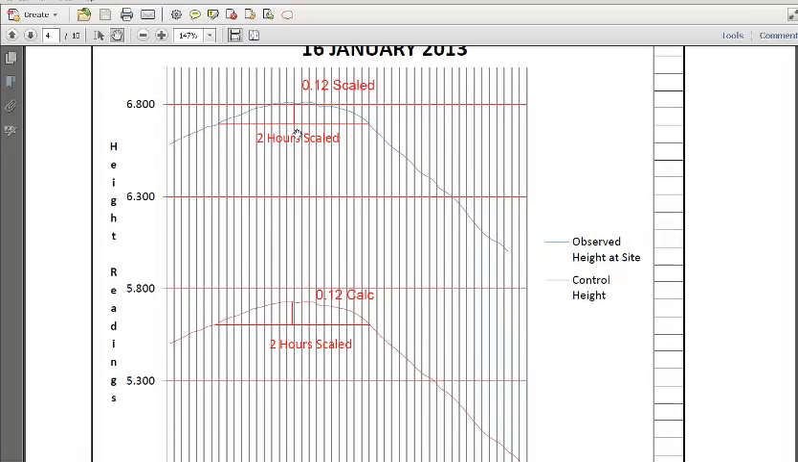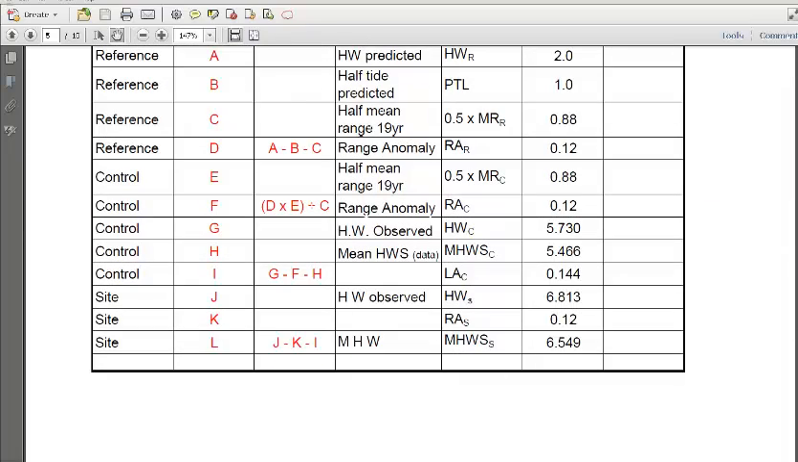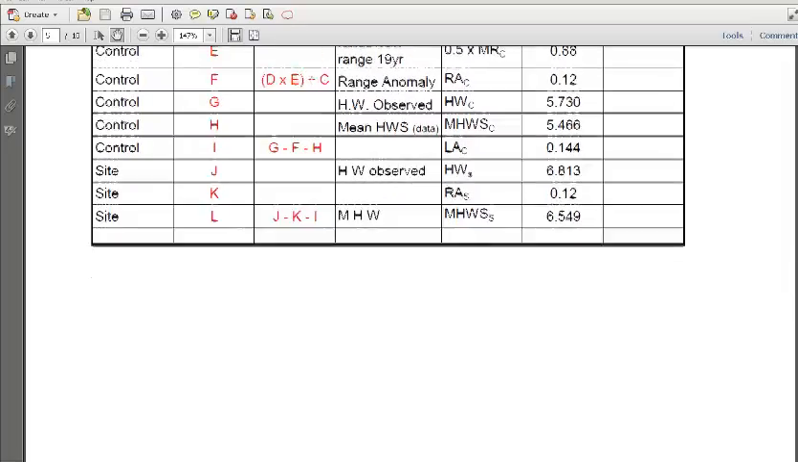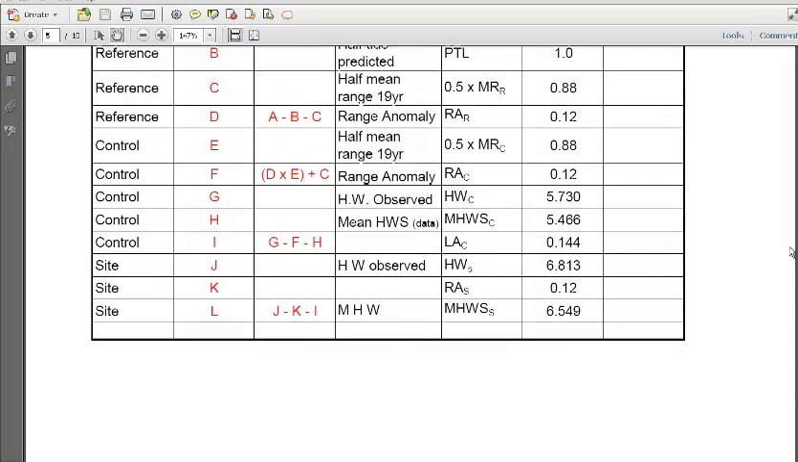We then apply the 2 hours up into our observation here, so we fit the 2 hours that we scaled there below, and then from that we scale from that line up to the highest point, and in this case we get a range anomaly of 0.12. So back to the calculation, plug in our range anomaly that we've determined at the site, and this enables us to determine mean high water springs of 6.549.